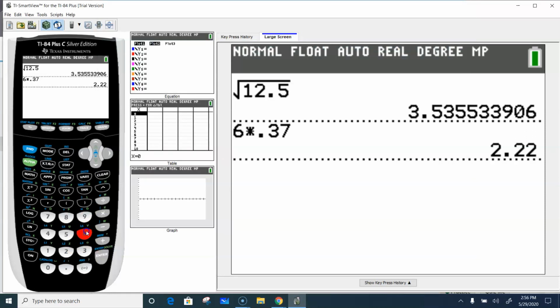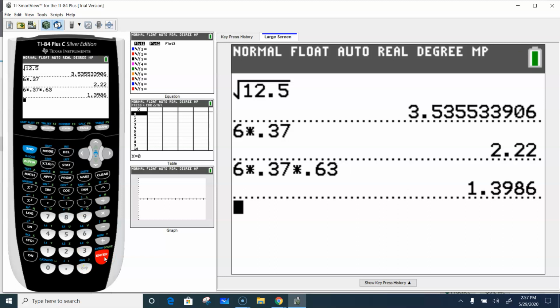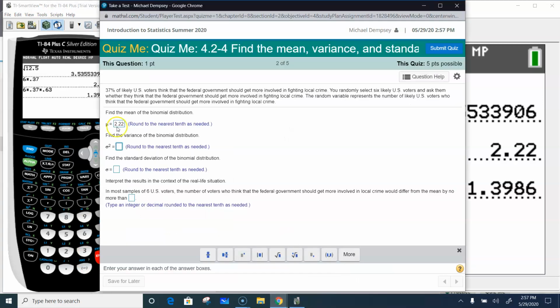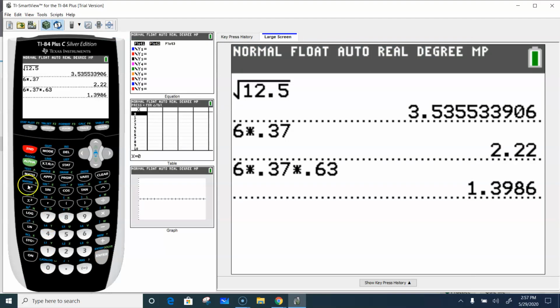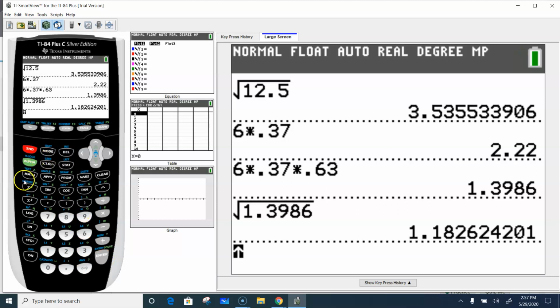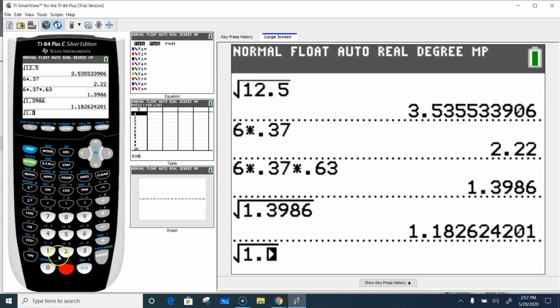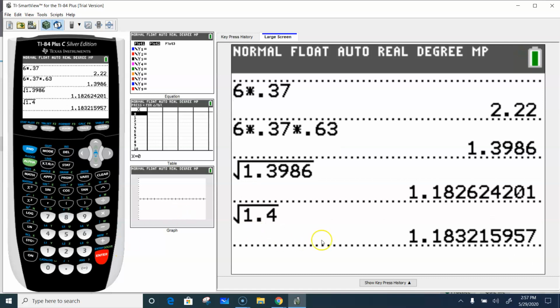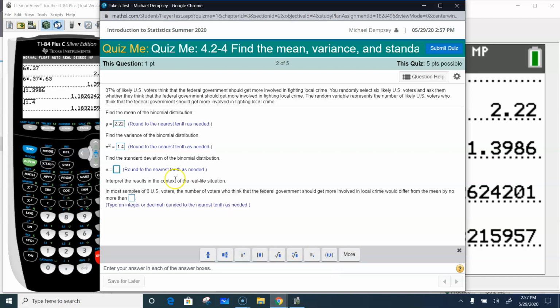The variance is going to be 6 times 0.37 times 0.63. Where did I get the 0.63 from? 1 minus 0.37. Okay, that's 0.63. That's my variance, 1.4. And to get my standard deviation, I just take the square root of that. And I think we would get the same thing if we took the square root of 1.4. I don't think it'll matter. We're going to round to 1 decimal place, right? So let me just double check. So either way, to 1 decimal place, I would get 1.2. Safe there.